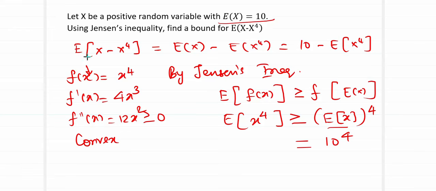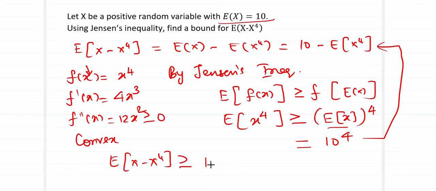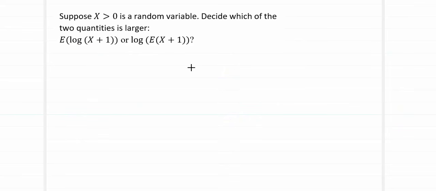So what is going to be the bound for X minus X power 4? Go and substitute this bound over here. And so my bound for expected value of X minus X power 4 will be greater than or equal to 10 minus 10 power 4. So that solves the problem for this value. And now moving to the last part.